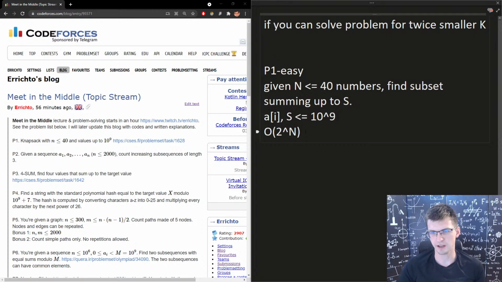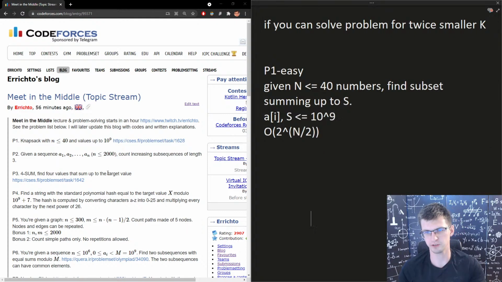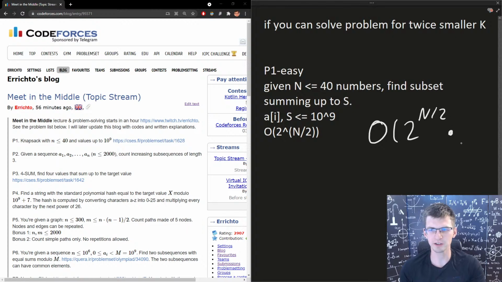So let's see, and the goal will be to then achieve this time complexity: 2 to the power n over 2. There are 2 halves, each with 20 elements, and for each of them I will do something. Maybe here it will be multiplied by n or by a logarithm, by just something small. This is the target time complexity.